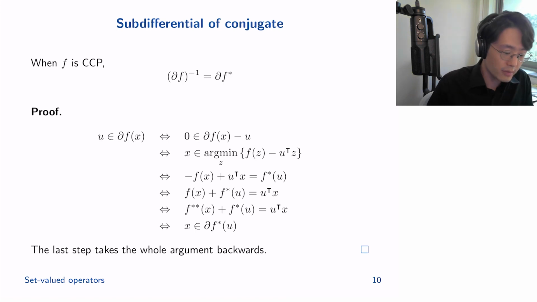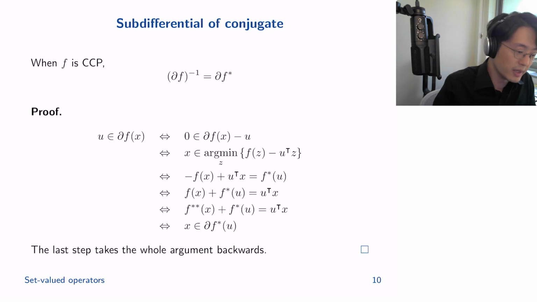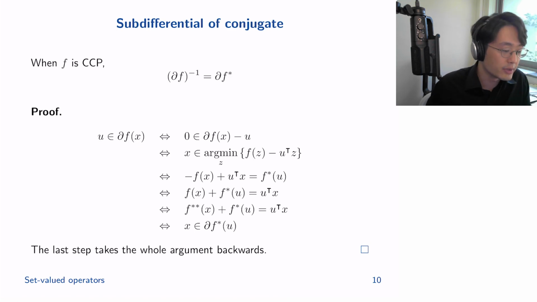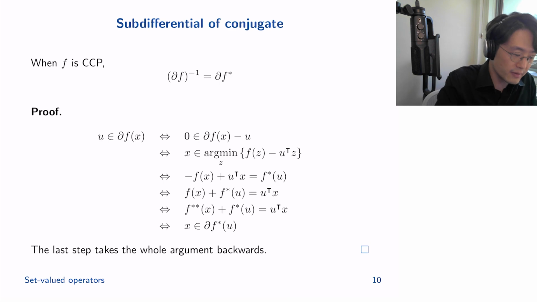In order to characterize the inverse relationship, let's consider input-output pairs. So x is an input to the subdifferential, and u is an output of the subdifferential set. This is true if and only if, because u is not a set, at this point u is just a vector, we take it to the right-hand side. So we have 0 is in partial f(x) minus u. And by the way, we should clarify this is a set minus a vector. This is a set, but here we're subtracting a vector from it.